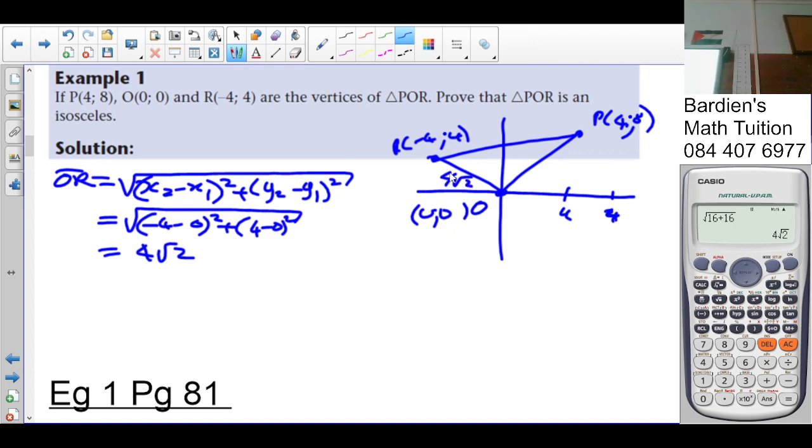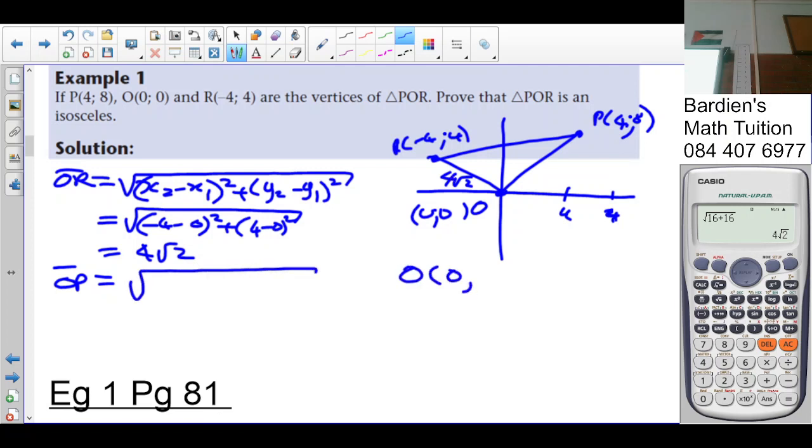So let's work out OP. If OP also works out to be 4 root 2, the job is done. I don't go with the third side. However, if it's anything other than that, then I'm going to work out the third side. So again, distance formula for OP.